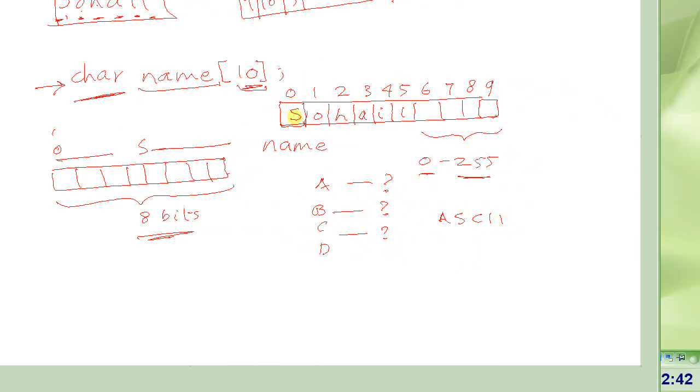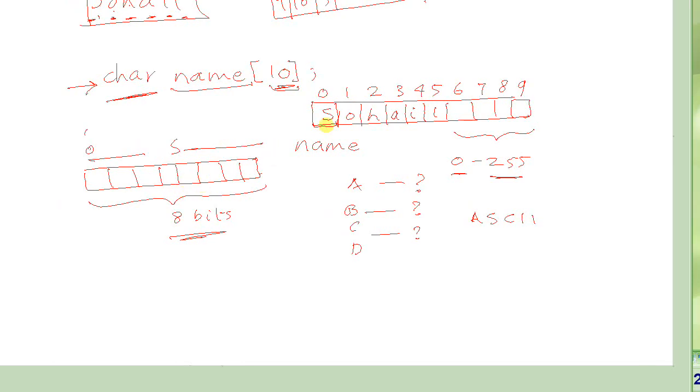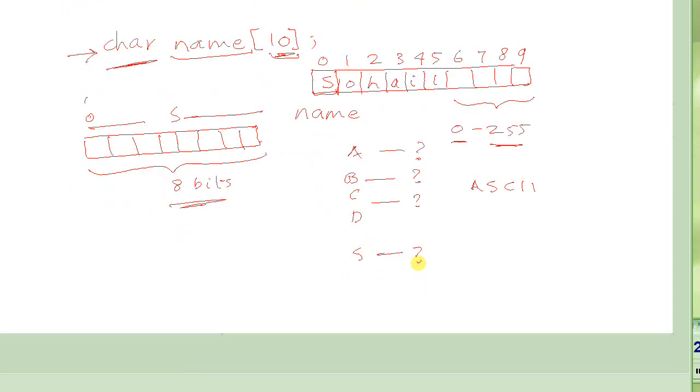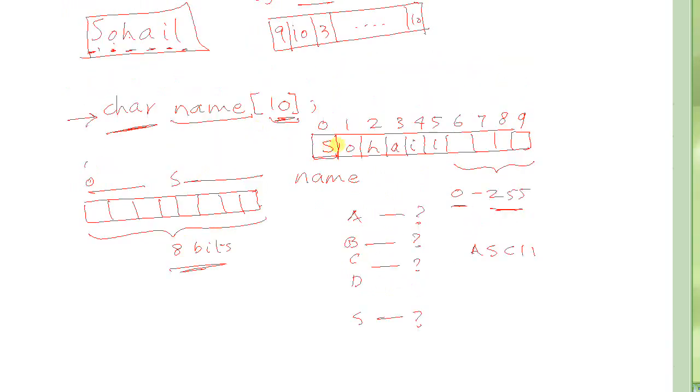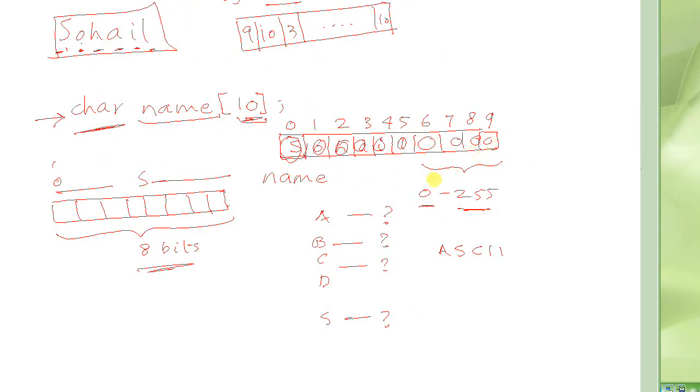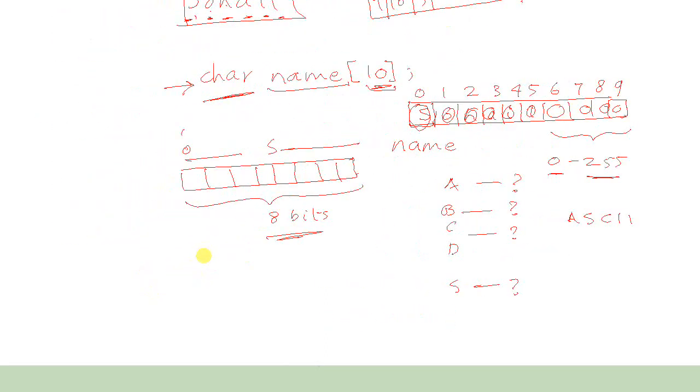So when you have to write S, it doesn't write S because it cannot write S. What it does is write the ASCII code of S, whatever that is. I don't remember, but it doesn't matter. That number represents S. Similarly O, H, A, I, L. Here there is still something written. It cannot be blank. It has to be either 0 or 1, so it is a combination of zeros and ones.